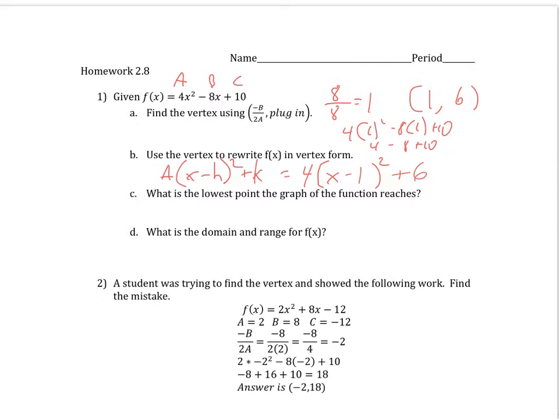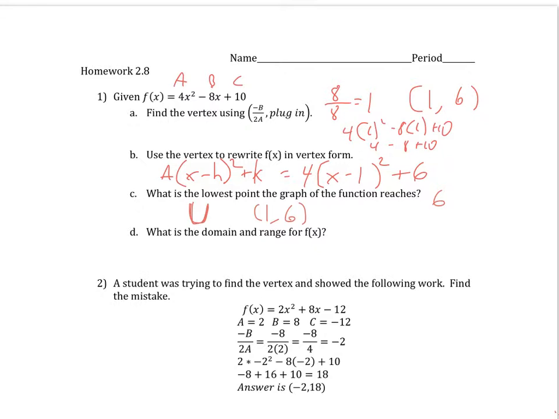We're done. The lowest point the graph of the function reaches. Well, first of all, we know it's a lowest point because this a number is positive, which means the graph of this thing is shaped like a U. It's U-shaped. And so the vertex, by definition, is the lowest point. So the lowest that it goes is 1, 6. But in a question about how low or high it goes, it's really just the number 6 that we're worried about. So I'm just going to answer this as the number 6.